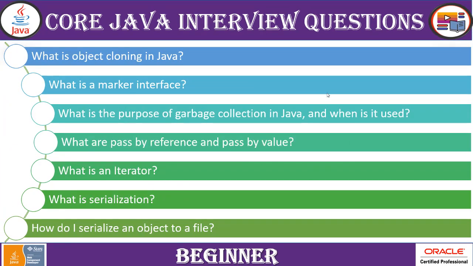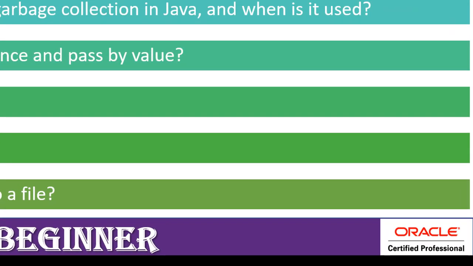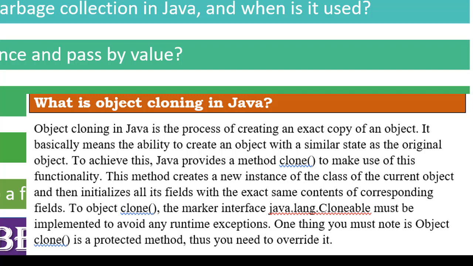Now next question is, what is object cloning in Java? Object cloning in Java is a process of creating an exact copy of an object. It basically means the ability to create an object with a similar state as the original object. To achieve this, we use the clone method.